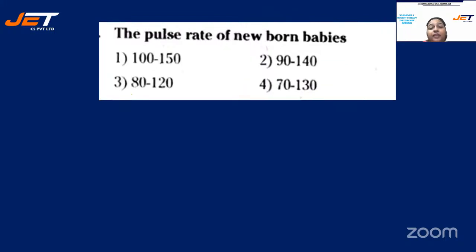Next question. The pulse rate of newborn babies, 100 to 150, 90 to 140, 80 to 120, or 70 to 130. What will be the correct answer? The correct answer will be option 1, 100 to 150.